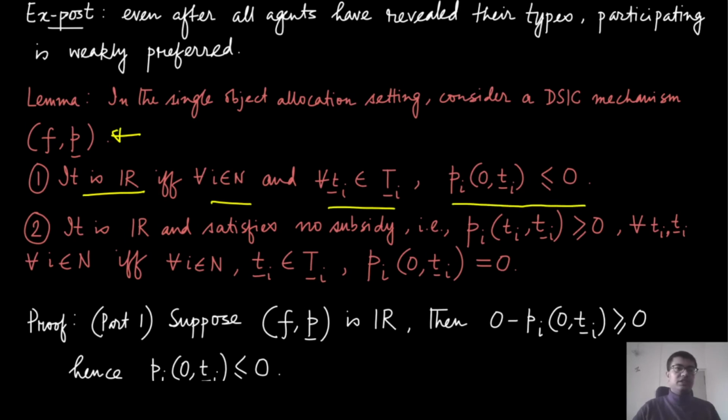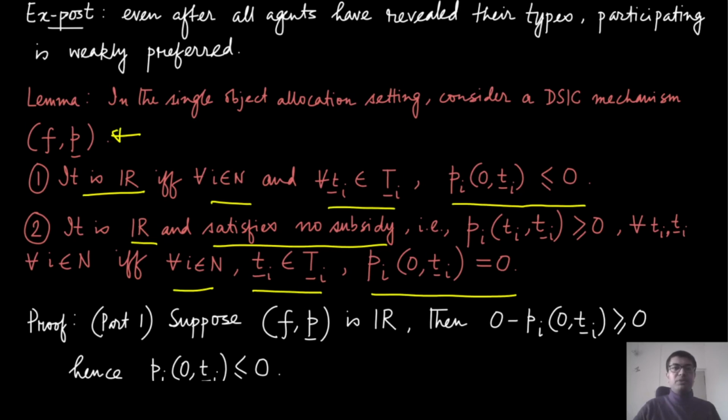This is the first sub-result of this lemma. The mechanism is going to be individually rational and satisfy no subsidy, that is, the payment is always going to be non-negative, so nobody is actually getting paid by this mechanism. Everybody would be paying because this item is getting allocated. This condition will be satisfied if and only if, for all these players and for all the t minus i's in capital T minus i, this constant pi 0 of t minus i is equal to 0.